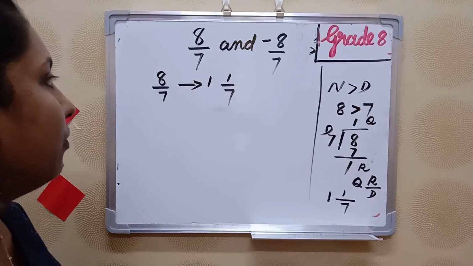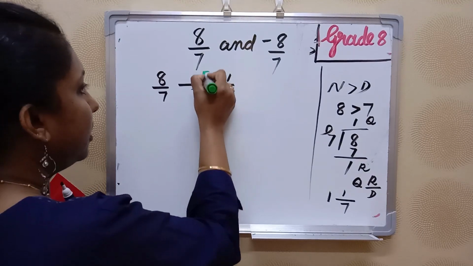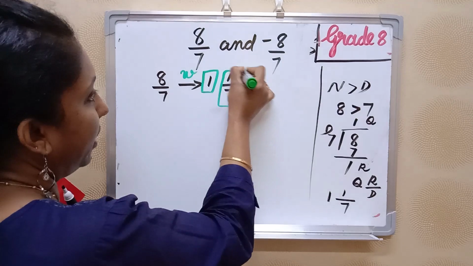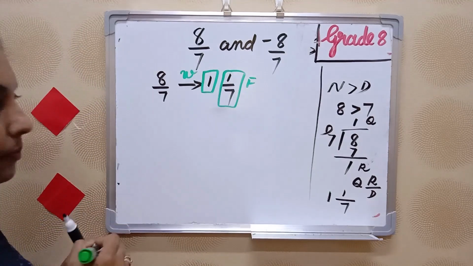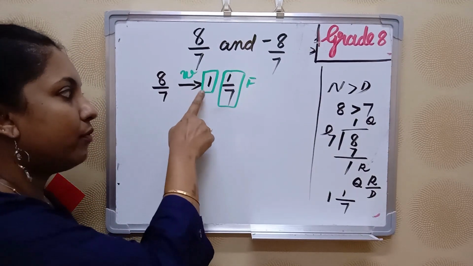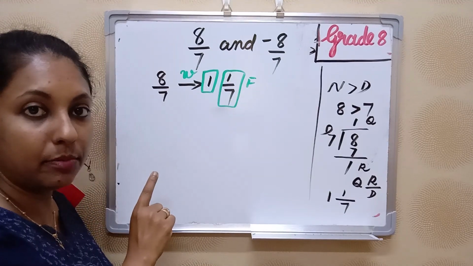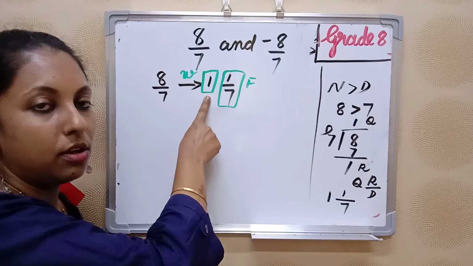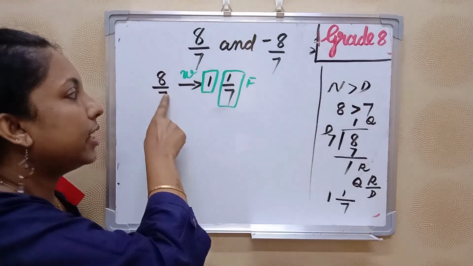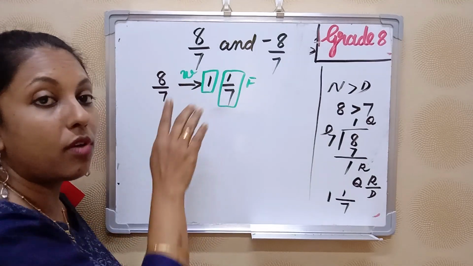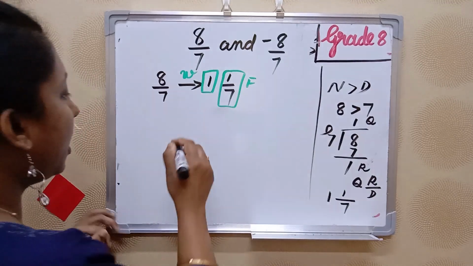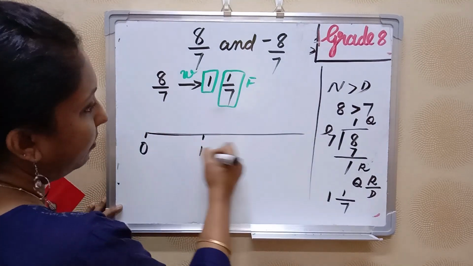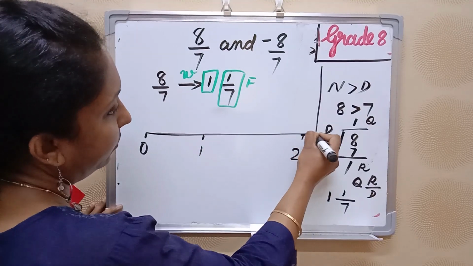Here 1 is the whole number part, and this is the fractional part, the proper fraction part. Now obviously 1 and 1 by 7 lies in between 1 and 2. The whole number part is 1. So 8 by 7 lies in between 1 and 2. So you can mark 0, 1, and somewhere here, 2.